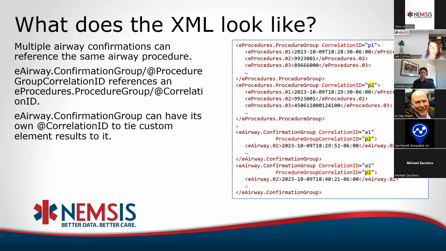Right. So both of these airway confirmations are pointing back to that second procedure that had the correlation ID of P2. So both of these airway confirmations were confirming that particular, I think it was a supraglottic airway insertion, if I remember right. And then you could have custom data that extends the airway confirmations, like you had some additional confirmation type or something. If you had that, it would be down in the custom element data, and it would have A1 or A2, pointing back to one of those two airway confirmation groups.